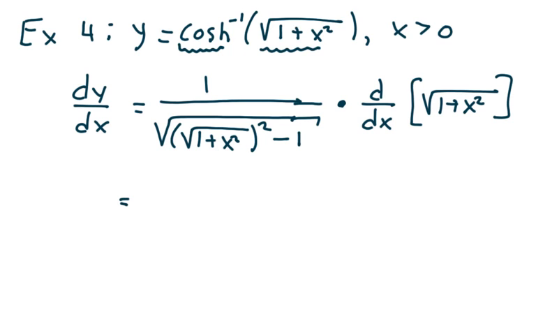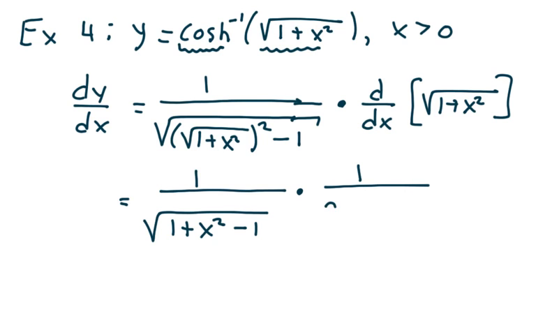If I go further, I get 1 over the square root of, now, when you take a square root and square it, you just get the value inside that radical, which is 1 plus x squared. And then I'm going to subtract 1. And then I'm going to multiply by 1 over 2 square root of 1 plus x squared times the derivative of the inside function, which in this case is 2x. So again, I'm going to talk about that in a minute, all right?